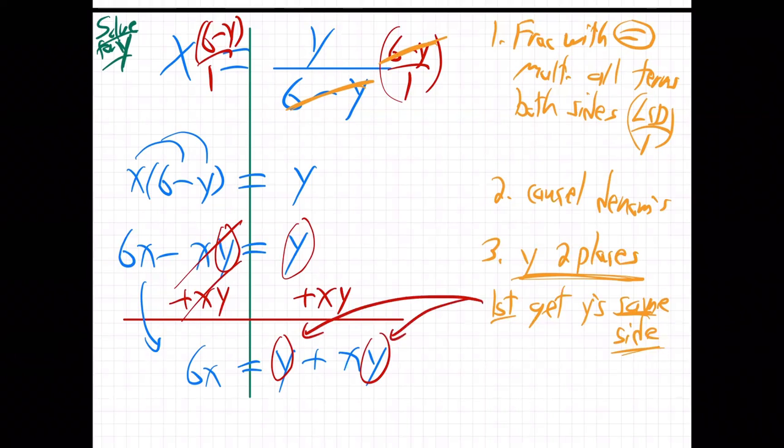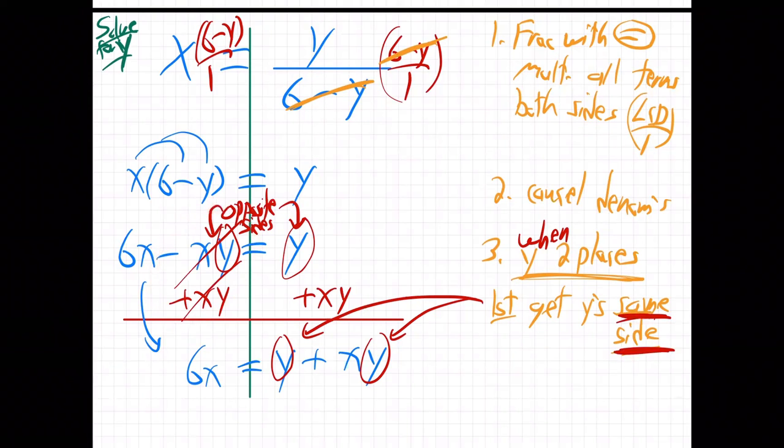So one more time, we're not done. We have two more big and important steps. When y is in 2 places, first, get the y's on the same side. If the y's are on opposite sides of the equal sign, like this y and that y were, we don't want that. We want them on the same side. So then get rid of one of them on one side.